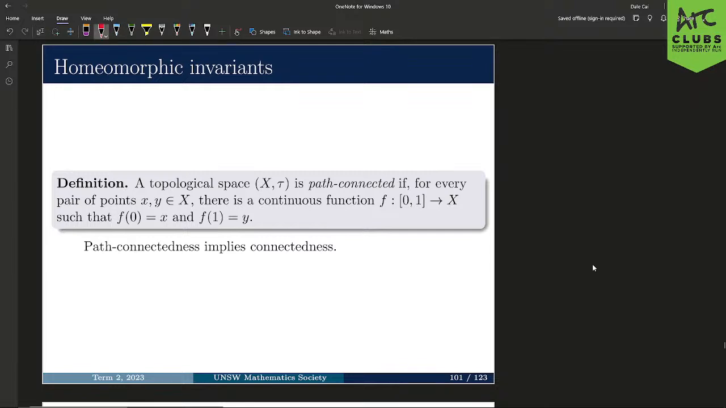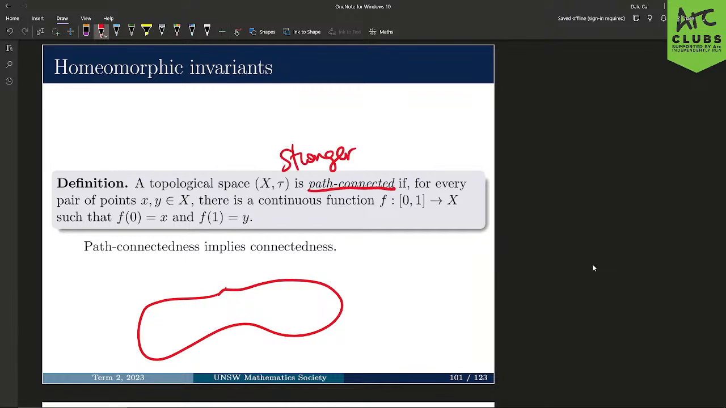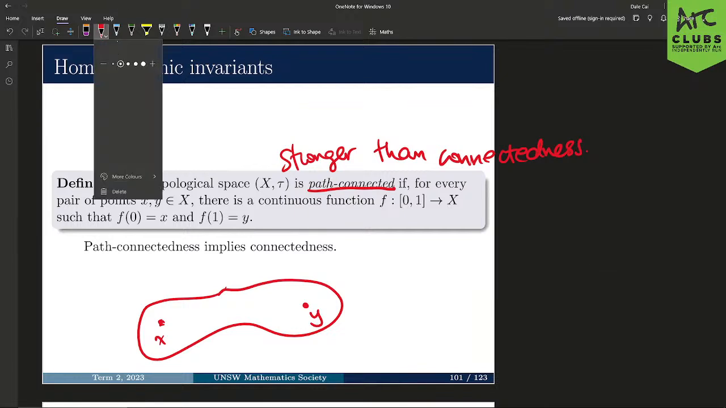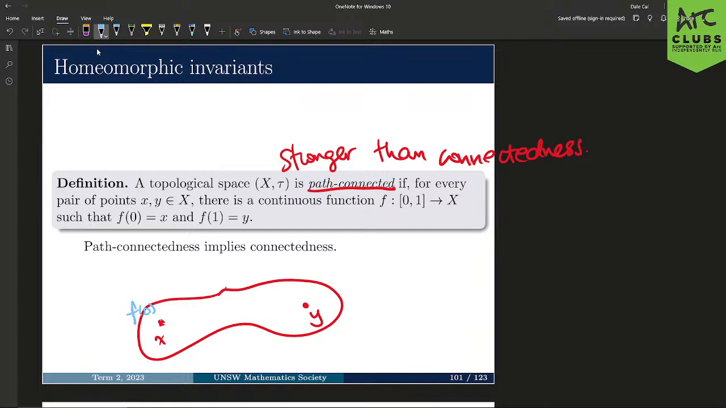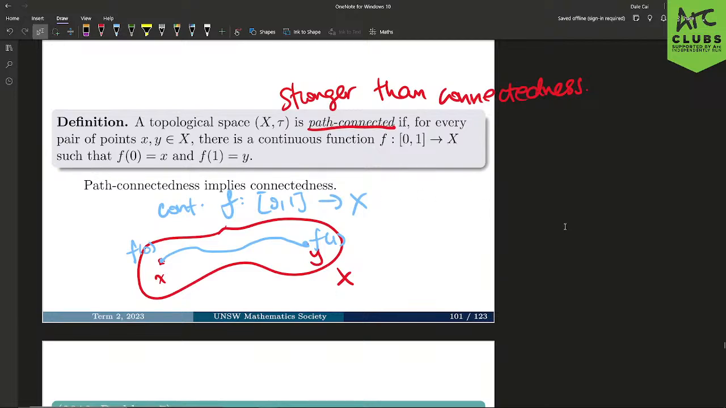We can also have path connectedness, which is stronger than connectedness. If you pick any 2 points, then you can have a function such that f0 is here, f1 is here, and it's a continuous function from [0, 1] to X. So there exists a path between the 2 points. And you can prove that this implies connectedness.